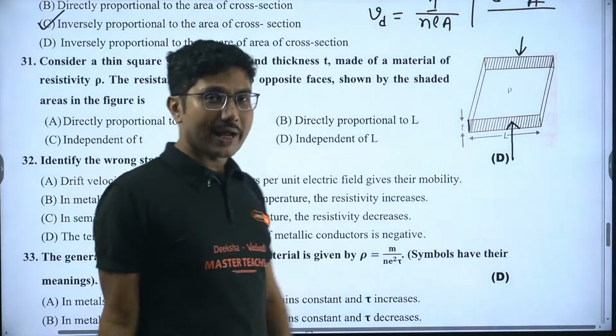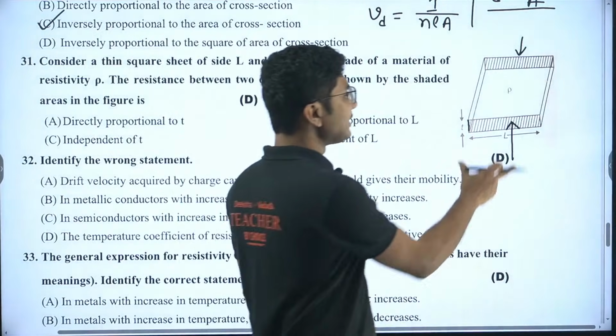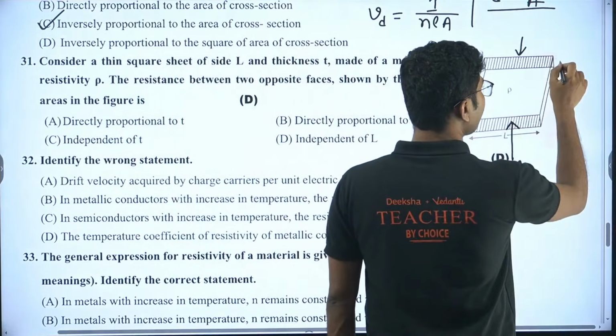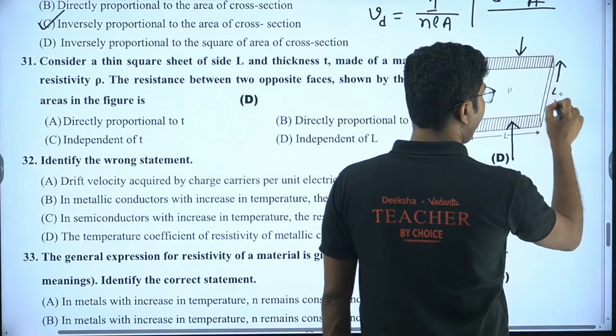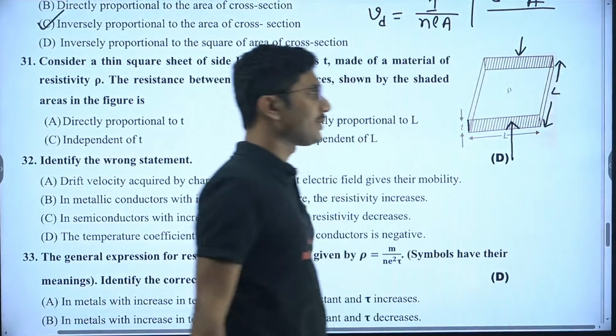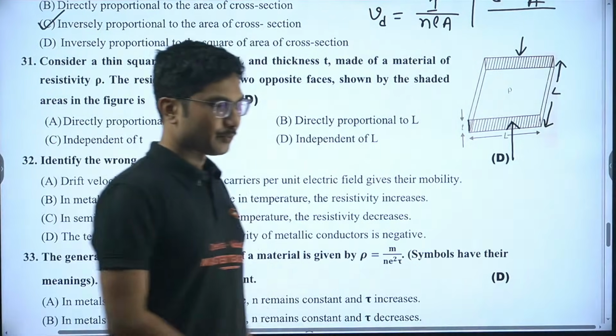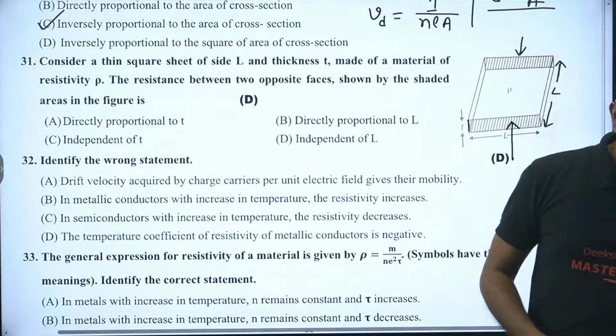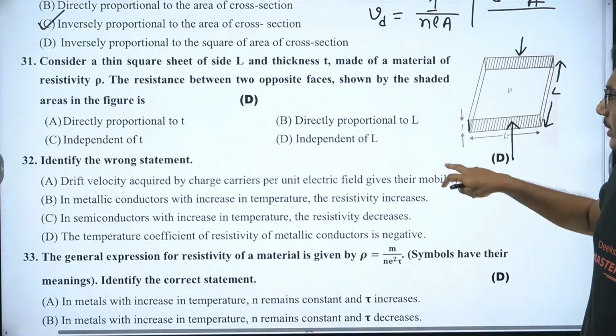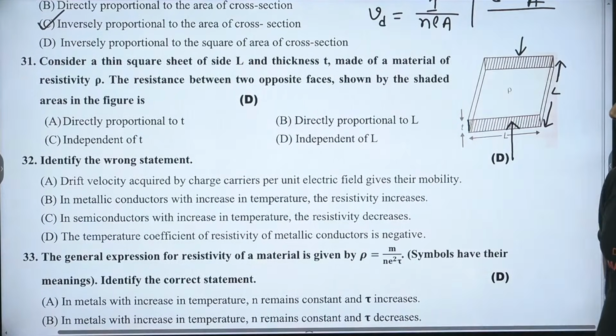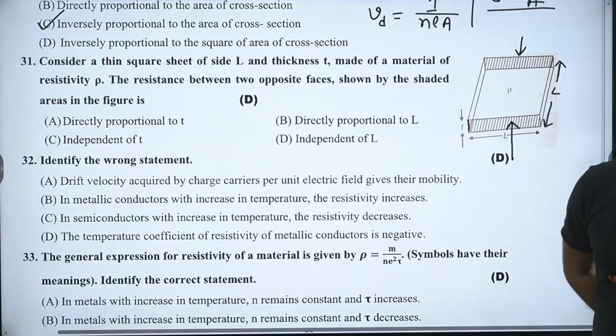Now this is a square sheet. Square sheet means if this length is L, this will also be L. That is not given in the question, that is the hint I am giving you. Now answer again. If you have answered it, now answer it again. The answer is very, very interesting.